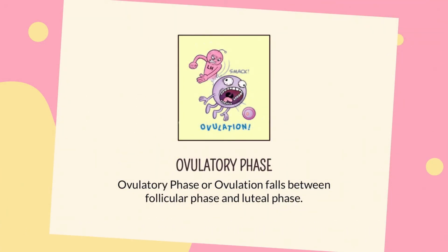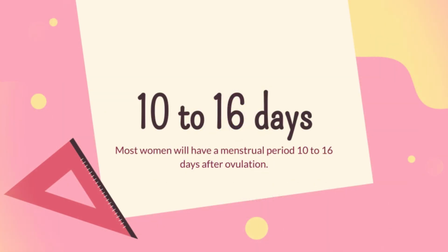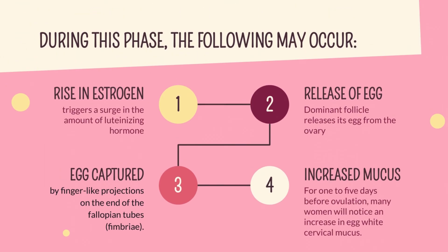Next is the ovulatory phase or ovulation, which usually starts about 14 days after the follicular phase started, but this can vary. The ovulation phase falls between the follicular phase and the luteal phase. Most women will have a menstrual period 10 to 15 days after the ovulation. During this phase, the following events occur. The rise of estrogen from the dominant follicle triggers a surge in the amount of luteinizing hormone. This causes the dominant follicle to release its egg from the ovary.